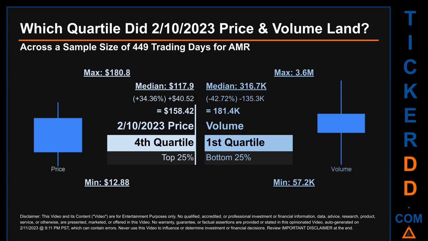Quartiles tell us about the spread of a data set by breaking that data set into quarters, just like how the median breaks the set into half. Descriptively, AMR has a median price of $117.90. Therefore, the 10th of February 2023 price was higher from that middle marker by 34.36%. The day's volume of 181.4 thousand was less than the median by 42.72%.